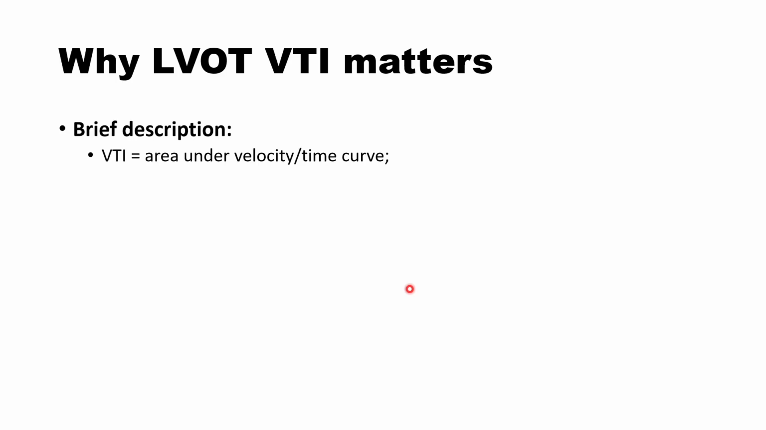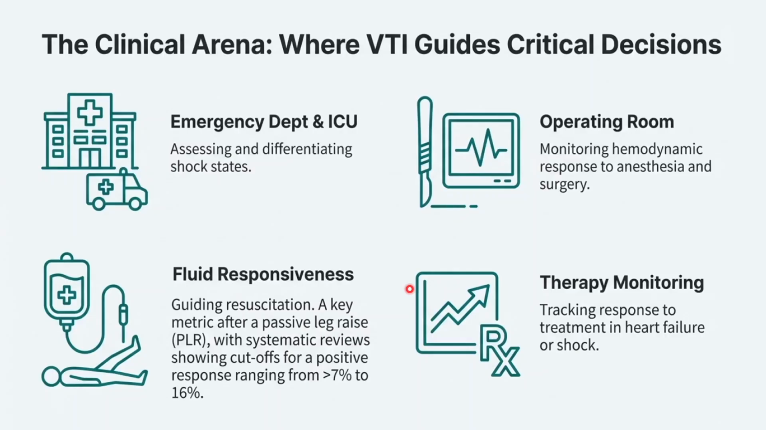We have talked about that formula that the VTI is the area under the velocity time curve, and the stroke volume is the left ventricular outflow tract area multiplied by VTI. And cardiac output is the stroke volume multiplied by the heart rate. Now, the clinical areas where this LVOT VTI can be useful is, of course, in the emergency department, that we use this technique all the time for shock patients, heart failure patients, pulmonary embolism patients. In intensive care unit and in the operation theater, this technique is also used.